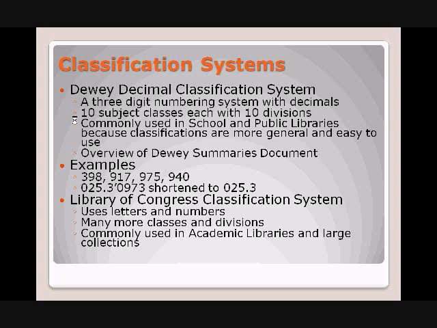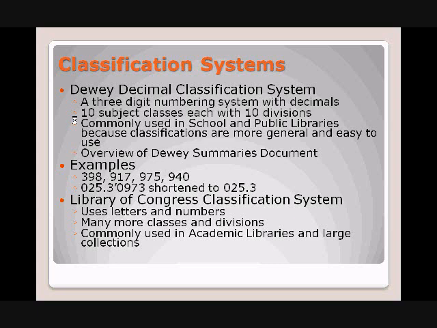Now, the Library of Congress classification system that you might have used in college uses letters and numbers, and it has many, many more classes and divisions. And that's because academic libraries are typically large and have a more diverse collection.